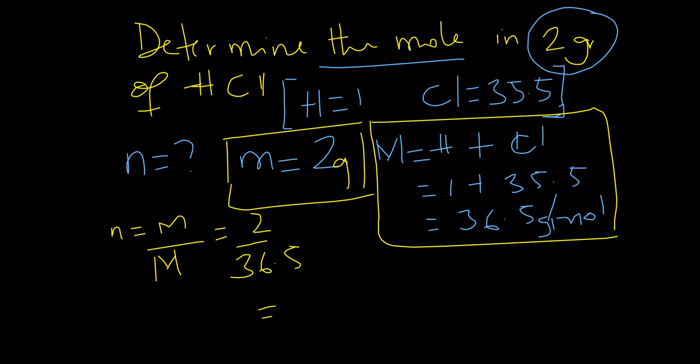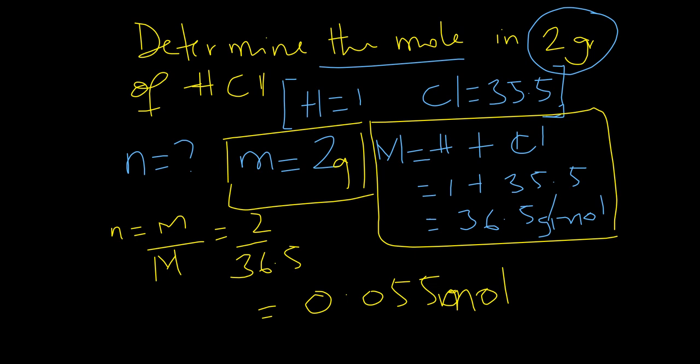That will give us 0.055 mole. So that's the answer. It's as simple as that. Anytime you are given the mass and the molar mass, all you do to determine the mole is to divide the mass by the molar mass.